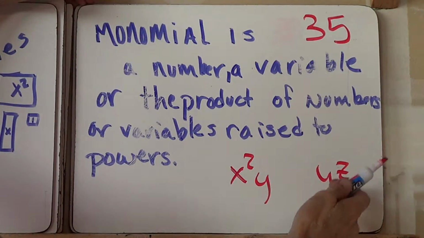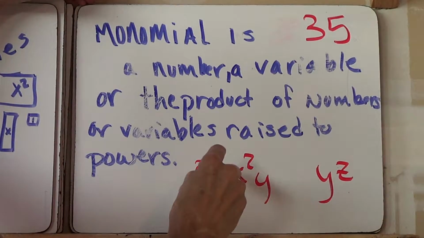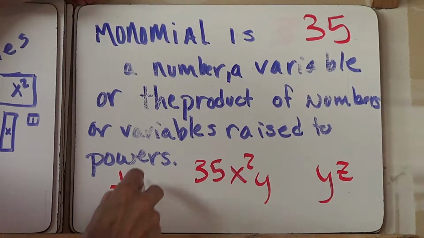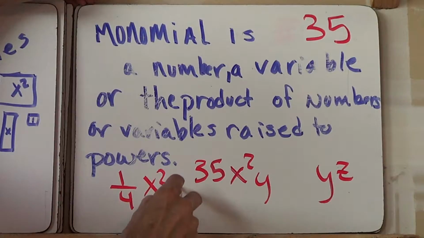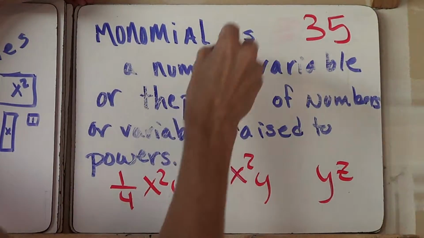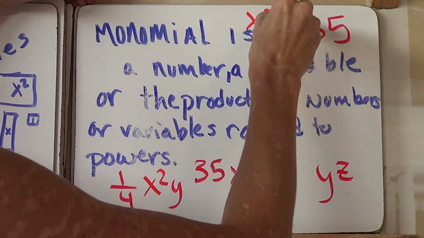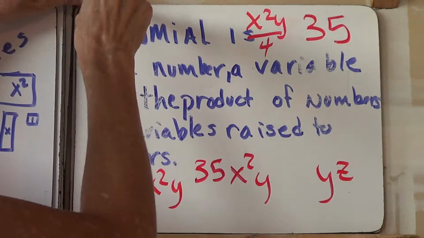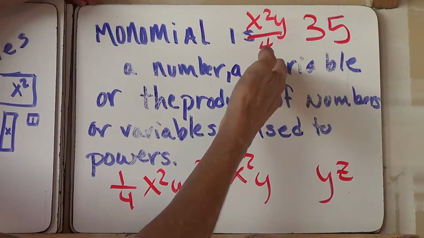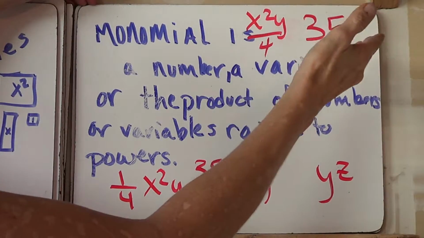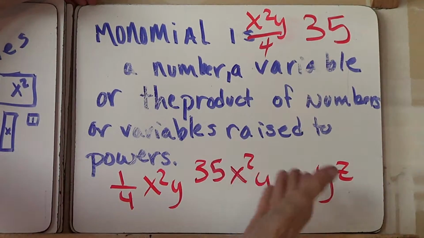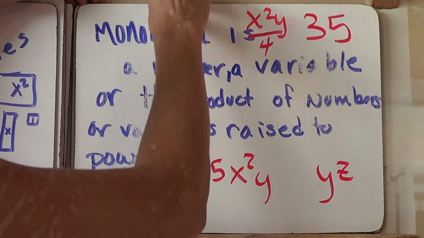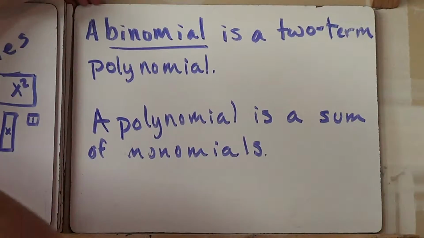So here's a product, here's a product, here's a product, here's even a product that you might not be aware is a product, 1/4 times x squared y. We actually simplify that to write it as x squared y over 4. Okay, so those are monomials. Notice there's no variables on the bottom, only numbers on the bottom. There's whole numbers. There can be variables with an exponent, but there's no variables in the exponent. So that's the first thing.